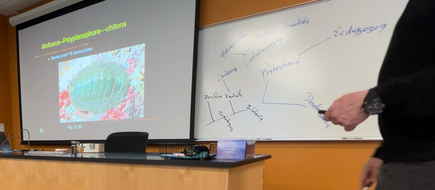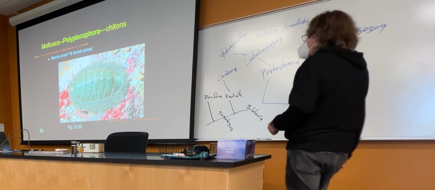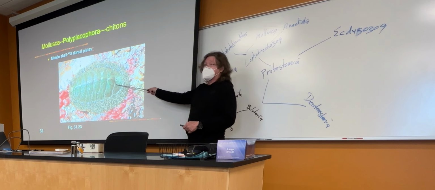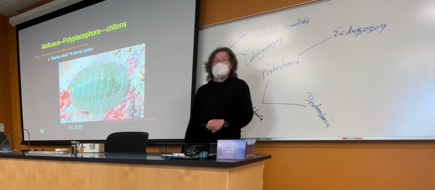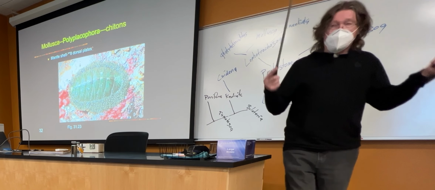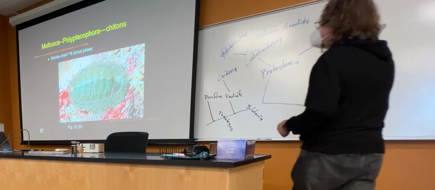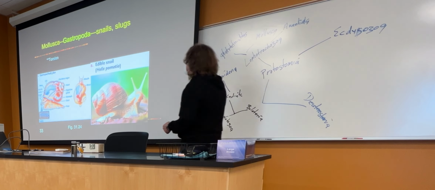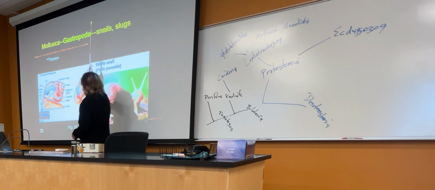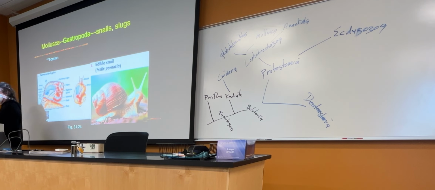But after that, this is probably the body plan pretty close to the ancestral type of mollusk, and other types of mollusks have been more advanced. Okay, so in this case, gastropoda. These are snails and slugs. The common name is gastropods.